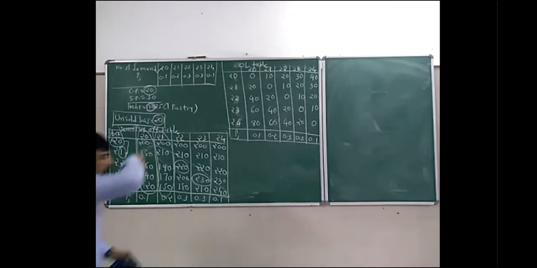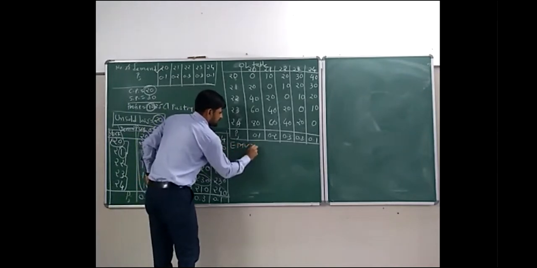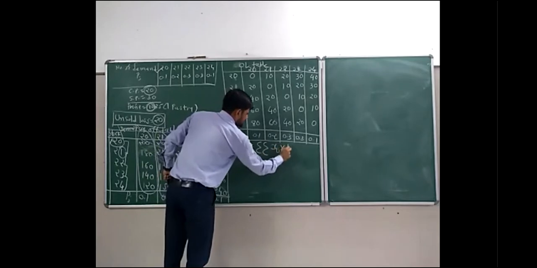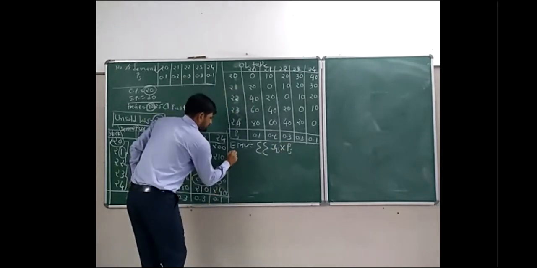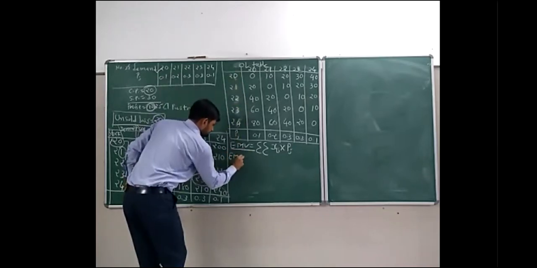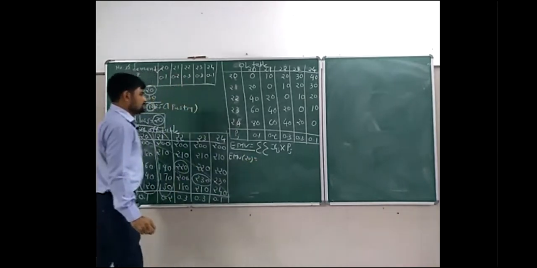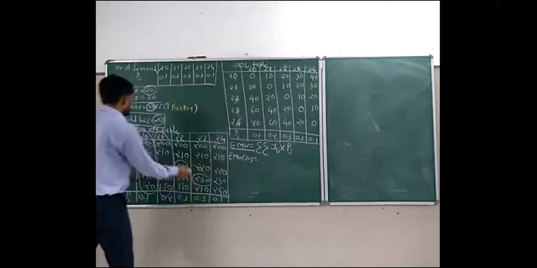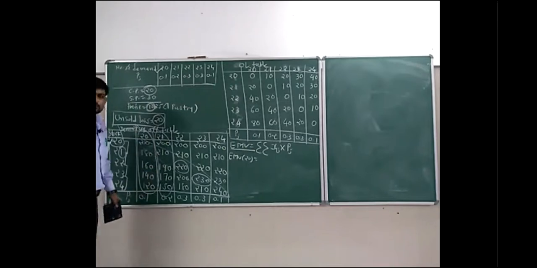Okay. So first we will find EMV. What is the formula of EMV? Yeah, double summation Xij into Pj. So first we will find EMV for 20. When you want to find EMV, you have to find it from the payoff table, not from the opportunity loss table.